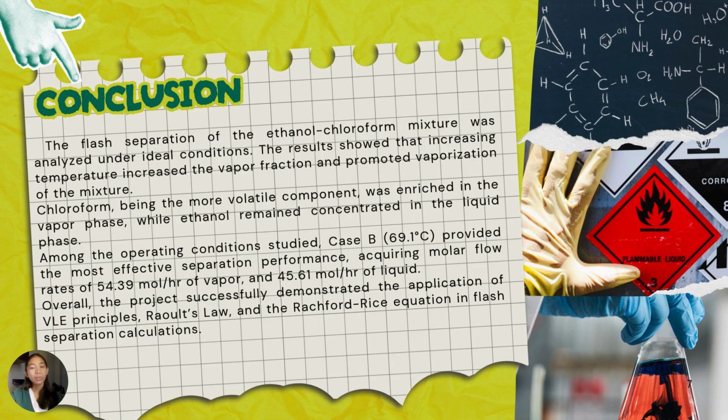To wrap up, we successfully modeled the binary flash separation. Case 2 at 69.1 degrees Celsius is the optimal design point for balanced product split, proving that temperature is a critical control variable within this highly sensitive operating window.